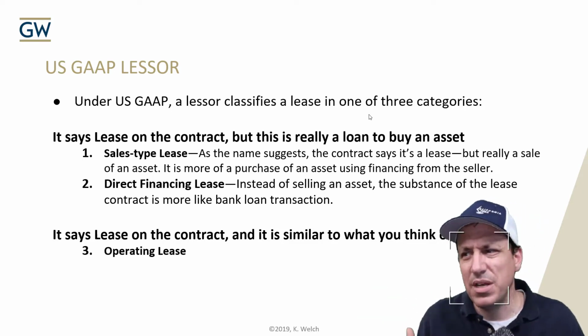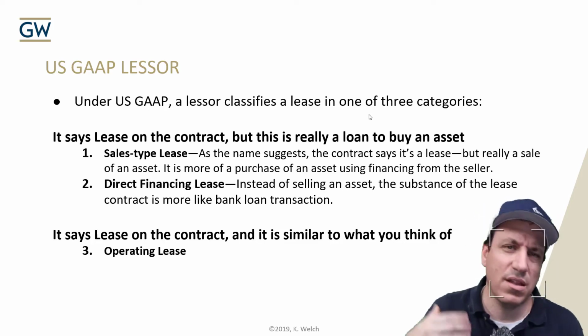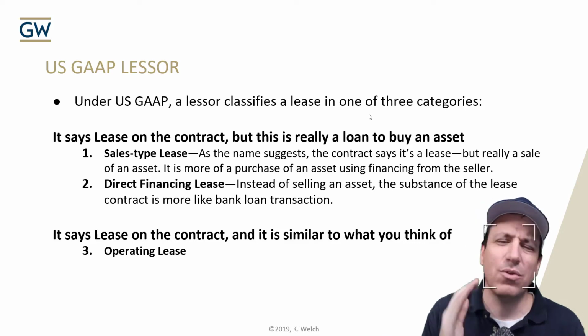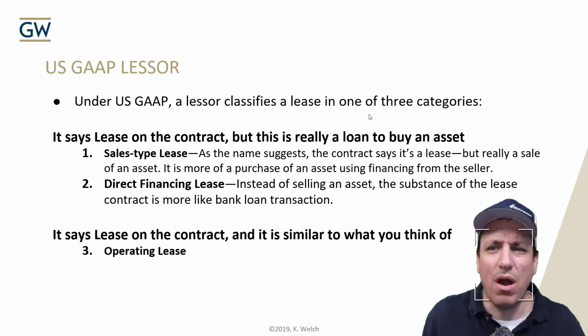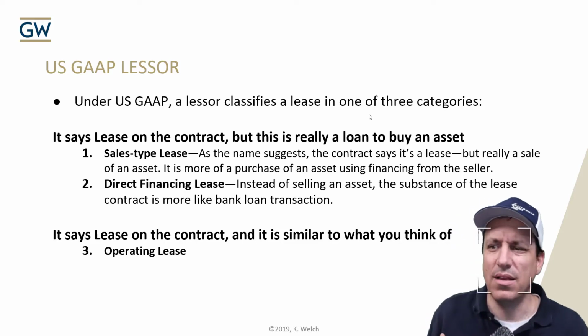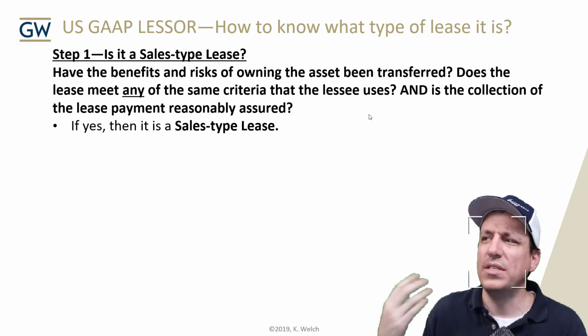As a sales type lease, we kind of treat it like a sale of an asset, and the accounting is more like the purchase of an asset with financing from a seller. And a direct financing lease spreads out that profit over time a bit more. And instead of selling an asset, it's more like a bank loan transaction. So how do you know what type of lease it is?